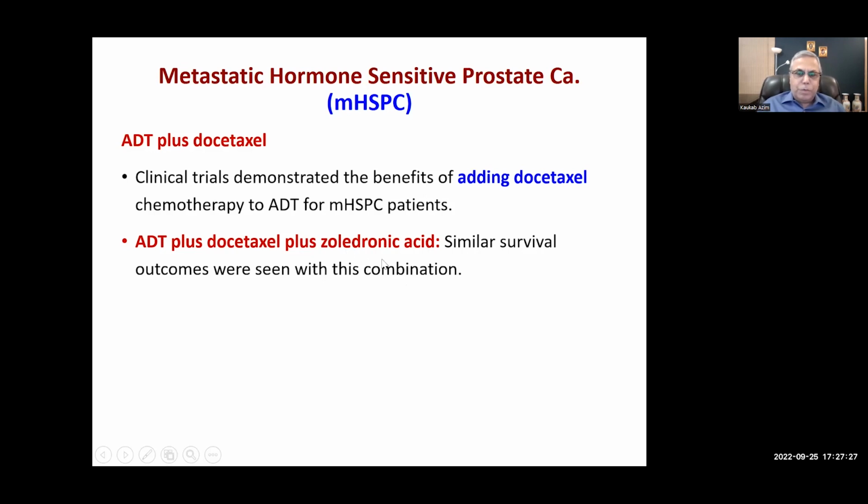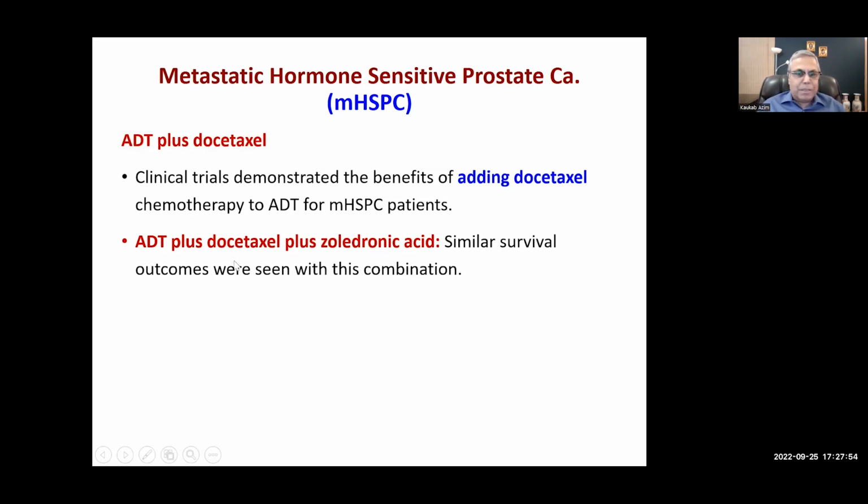Why do we give zoledronic acid? We give it for the bones, to strengthen the bones, okay? Because if the prostate cancer goes into the bones, like I've given you the example of spinal cord compression, if it goes to the vertebrae in the spine, it can cause collapse of the vertebra, and for that we have to do a surgery, okay? So to protect the bones, we give bisphosphonates. Zoledronic acid is a bisphosphonate, okay?